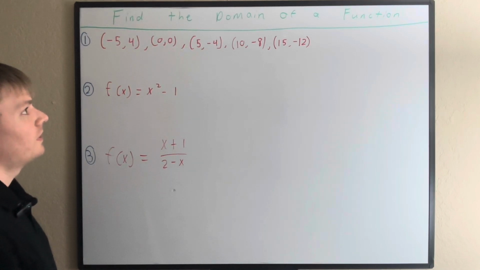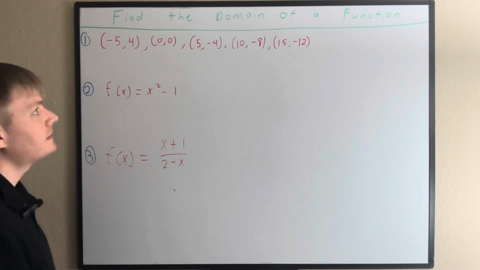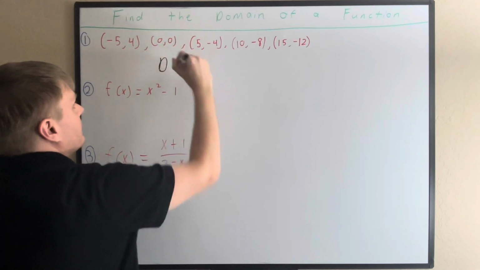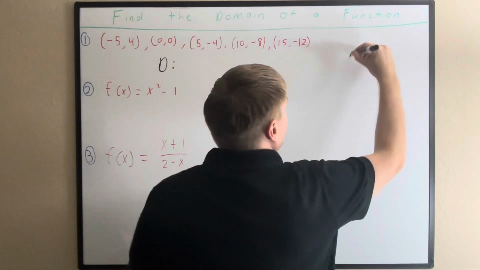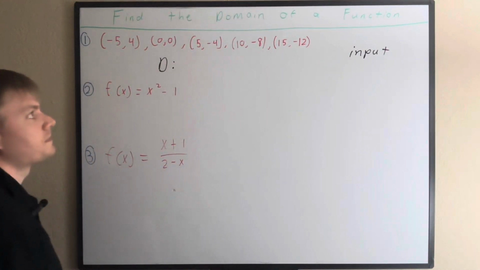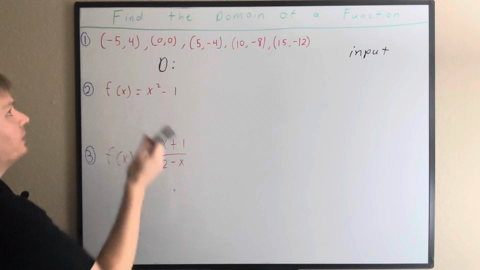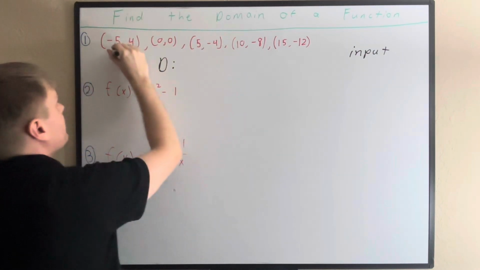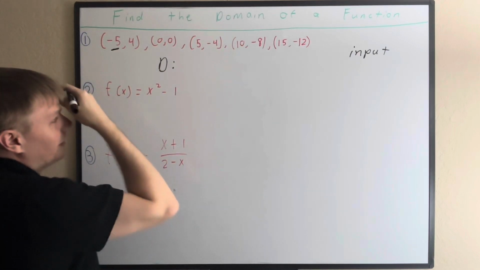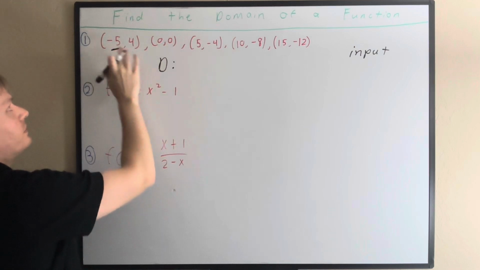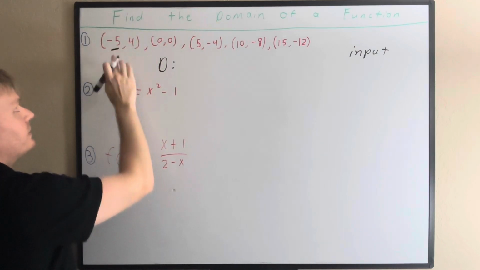Now for ordered pairs, all we need to do is list all the numbers in the domain. Now, what is the domain? It's the input, right? So what is the input in an ordered pair? It's the number on the left, right? Like, it's the first number. You input a -5 and you get out 4. That's kind of what the whole ordered pair notation is for.